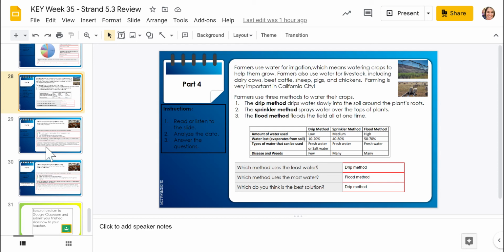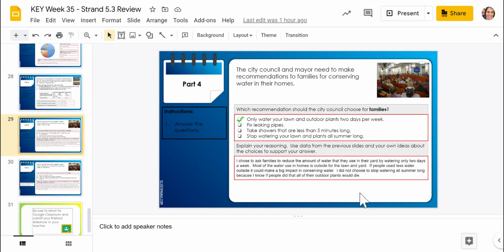Now, in the next two slides, you could have made different decisions. That's what this whole part is about. It's about analyzing data and having to make some decisions or evaluate some potential solutions. And your evaluation should be based on data, but it could also be based on some of your own reasoning as well. So if you didn't pick the same thing as I did, that's okay. Just make sure you have a good amount of reasoning to support the choice that you selected.